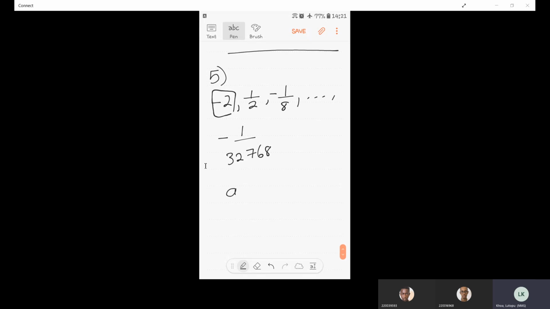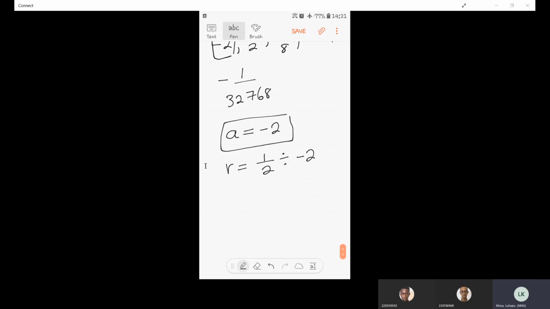So here I can just state that A is equal to negative 2. Then R is equal to a half divided by negative 2. So take the ratio of any two consecutive terms, where the one on the right is divided by the one on the left. Okay, so this is equal to negative 1 over 4.